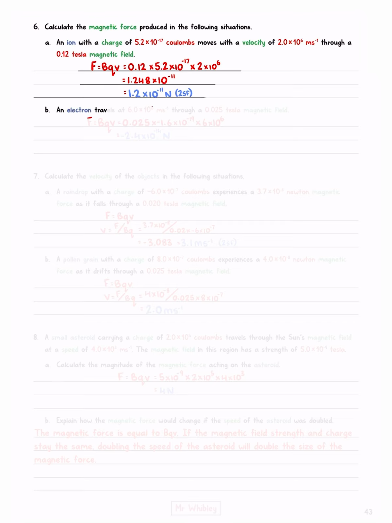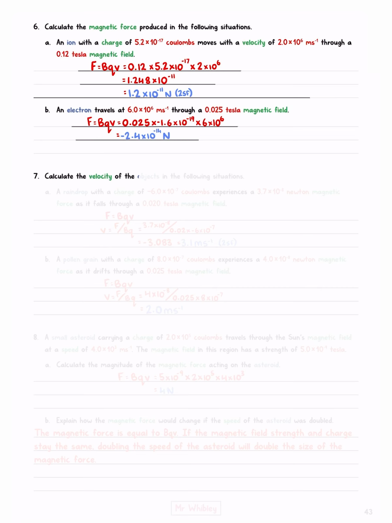An electron travels at 6 × 10^6 meters per second through a 0.025 Tesla magnetic field. Once again, F is BQV. We know our B, we're given it in the question. We know the charge of an electron, and we're given our velocity, which gives me negative 2.4 × 10^-14 newtons.